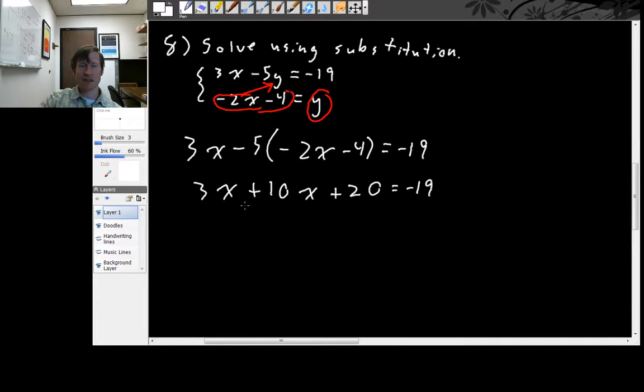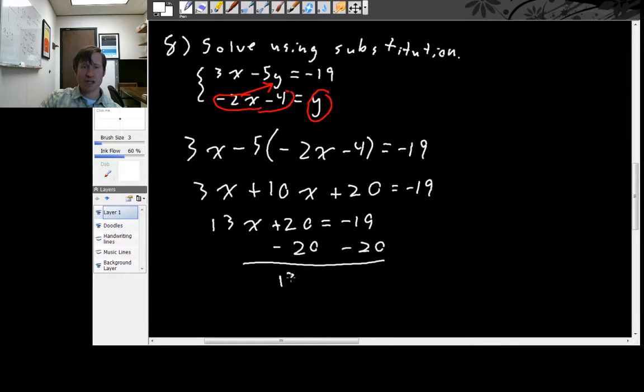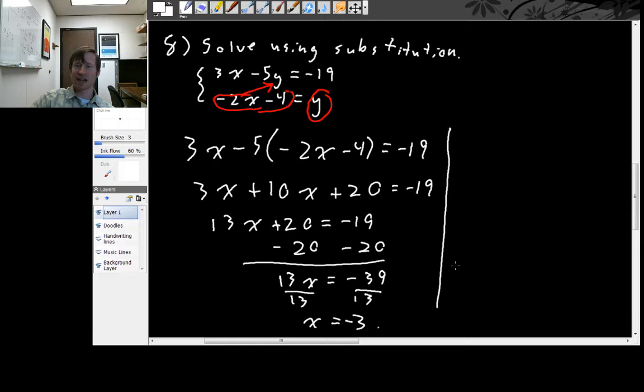Okay, now we can simplify the left-hand side. 13x plus 20 equals negative 19. Now we can get the 20 to the other side, subtract 20 from both sides. We get 13x equals negative 39. Divide both sides by 13. I'm just going to make it x equals 3. I'm sorry, negative 3. All right, so now we know x is negative 3.